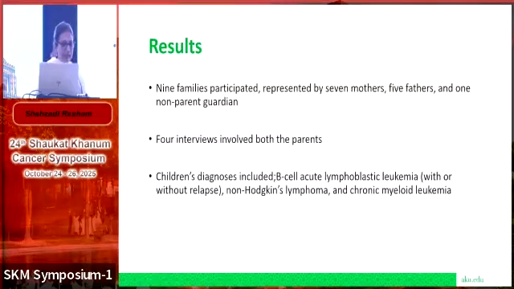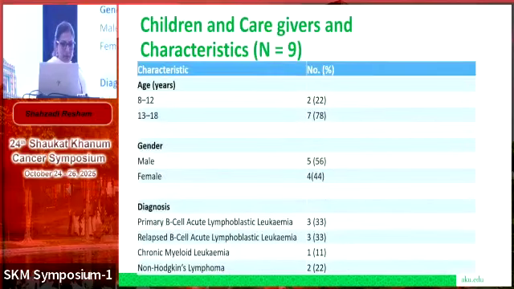Nine families participated, represented by 7 mothers, 5 fathers, and 1 non-parent guardian. Four interviews involved both parents. Children's diagnoses included B-cell lymphoma, leukemia with or without relapse, non-Hodgkin's lymphoma, and chronic myeloid leukemia. Most patients were between 13 and 18 years of age. The male and female ratio was almost equal. There was primary B-cell leukemia, relapsed leukemia, CML, and Hodgkin lymphoma.